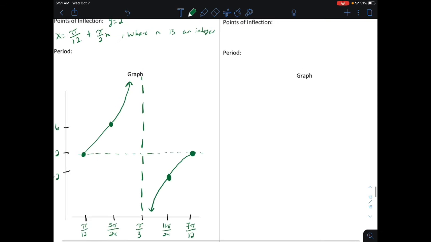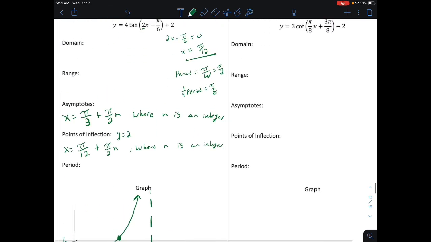Now the range of tangent, even though you don't really see it very well here, is the set of all real numbers, because it's going to decrease forever here. It comes up to its point of inflection, and then at the point of inflection it will continue to increase forever. So the range is all real numbers.